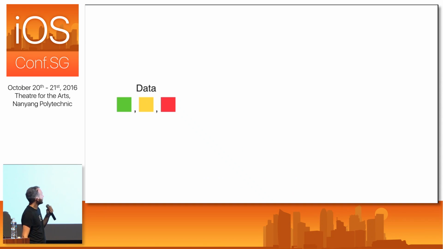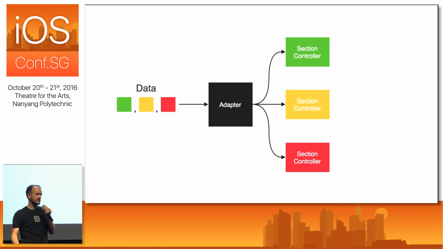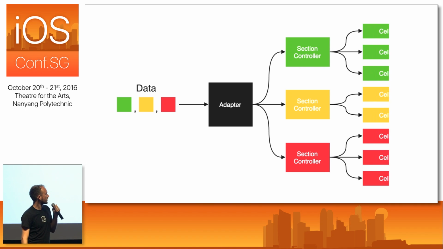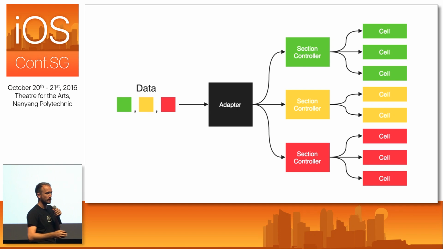So putting it all together, we've got this array of arbitrary data. We can feed all of this data through our infrastructure using diffing. So this data goes through our adapter, gets diffed, we generate section controllers for these different types of data, and then these section controllers can then configure all of the different cells that end up in the collection view. And we get this nice unidirectional data flow that encourages you to put data in from the top and let it naturally kind of funnel down into the cells.